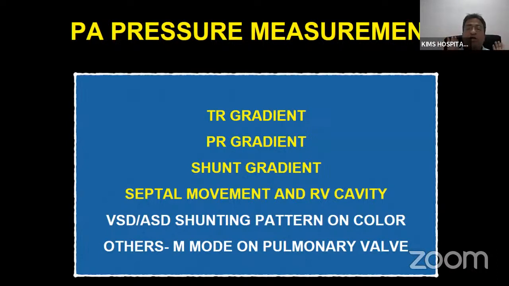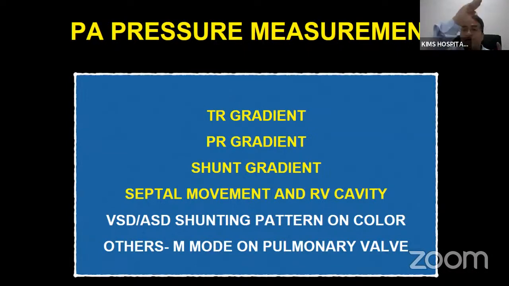Second way to do it: whatever TR gradient, suppose you got 30 and you add 10, that is 40, and now your systemic pressure is 60. That means as compared to systemic pressure, your PA systolic pressure is 2/3. So any pressure which is 2/3 or more than systemic is a severe PAH. Any PA pressure which is up to 50% is mild PAH. 50 to 2/3 of the systemic pressure is moderate PAH. So there are the two ways to do it. Second thing, this will be only the systolic pressure.